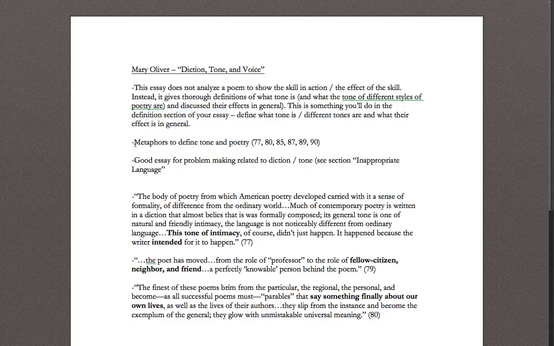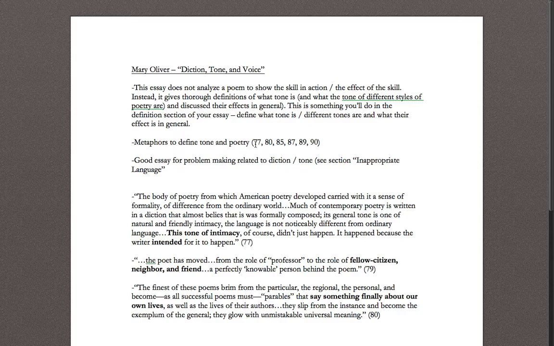One way that we've looked at before with Kenneth Koch in particular is a writer using metaphors as a primary mode of definition. They're trying to define this abstract idea or concept or term to their audience, and they've chosen to do it through metaphor, or at times choose to do it through metaphor. And the Diction, Tone, and Voice chapter does a good job of using metaphors to define tone, but also to define poetry.